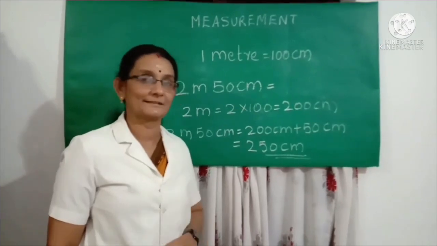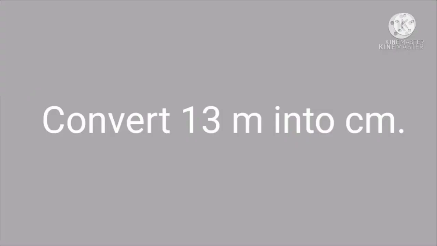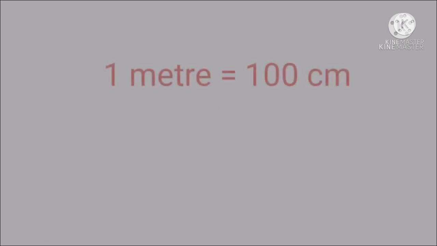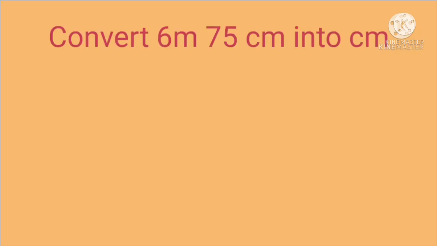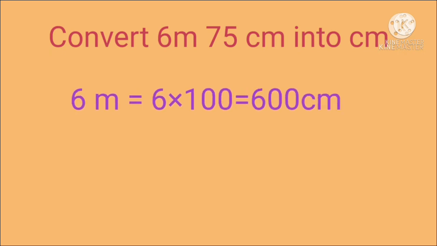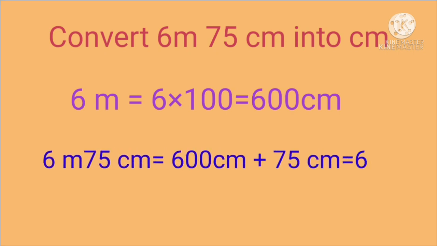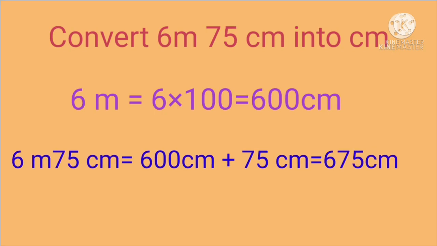Children, let us do some more examples. Let us convert 13 meter into centimeter. We know that 1 meter is equal to 100 centimeter. So 13 meter is equal to 13 into 100, which is equal to 1300 centimeter. Now let us convert 6 meter 75 centimeter into centimeter. First let us convert 6 meter into centimeter. 6 meter is equal to 6 into 100, which is equal to 600 centimeter. So 6 meter 75 centimeter is equal to 600 centimeter plus 75 centimeter, which is equal to 675 centimeter.